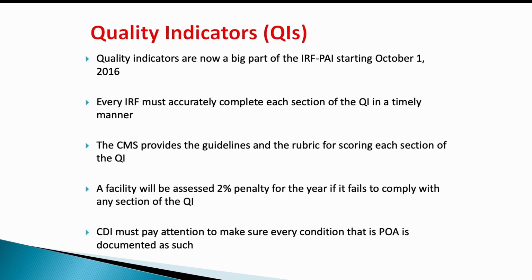Quality indicators, QIs. Quality indicators are now a big part of the IRF-PAI starting October 1, 2016. Every IRF must accurately complete each section of the QI in a timely manner. The CMS provides the guidelines and the rubric for scoring each section of the QI. A facility will be assessed 2% penalty for the year if it fails to comply with any section of the QI. CDI must pay attention to make sure every condition that is POA is documented as such.